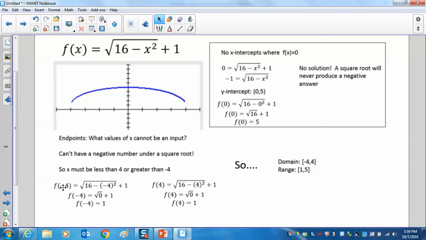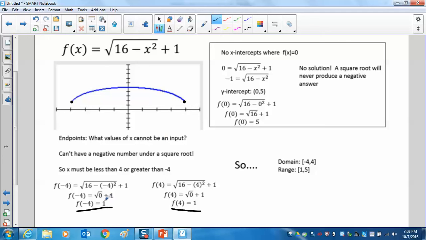So f of negative 4, when we plug in negative 4, we get the square root of 0 plus 1, which is 1. So here's one of our endpoints right there. That's negative 4, 1, which is right here on our graph. That's an endpoint. And then our other endpoint is when we plug 4 into our function. We get the square root of 16 minus 4 squared plus 1. The square root of 0 is 0, plus 1 is 1. So here's our other endpoint. That's 4, 1.